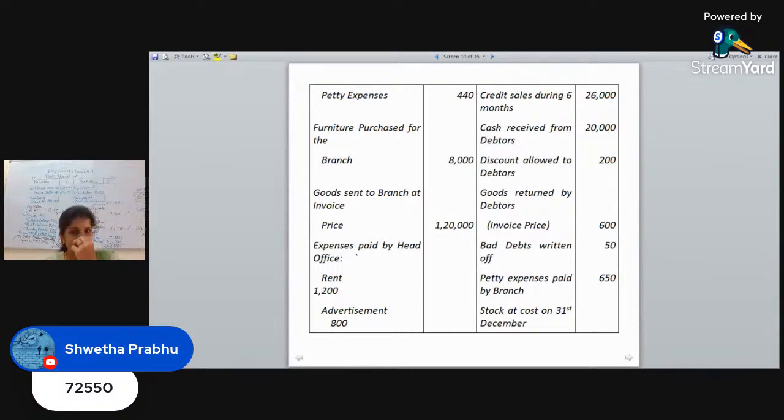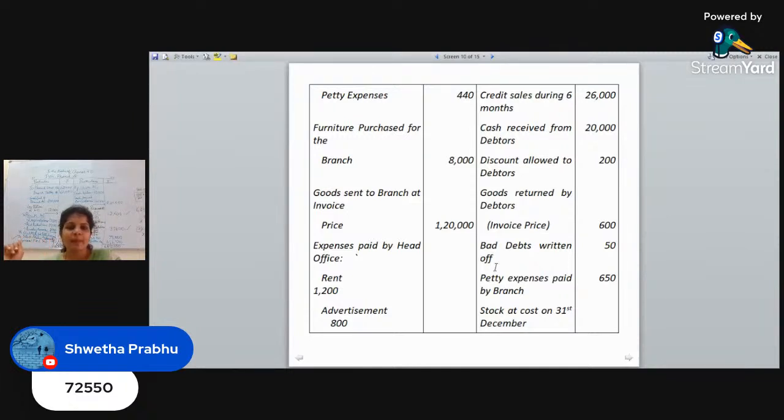Discount allowed to debtors is also to be recorded in the debtors account. And if you open a debtor account, I will show you how to open a debtor account and adjust it. But this is not relating to the branch account. This adjustment is necessary because we have to make some adjustment for this.